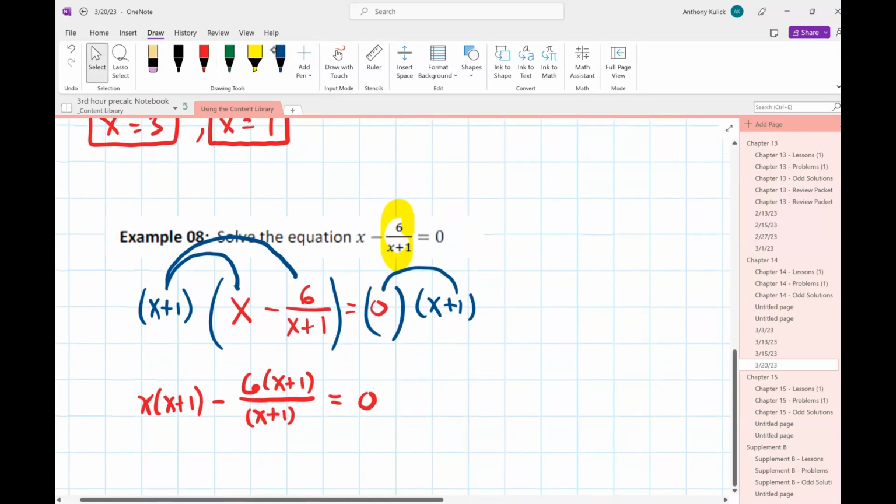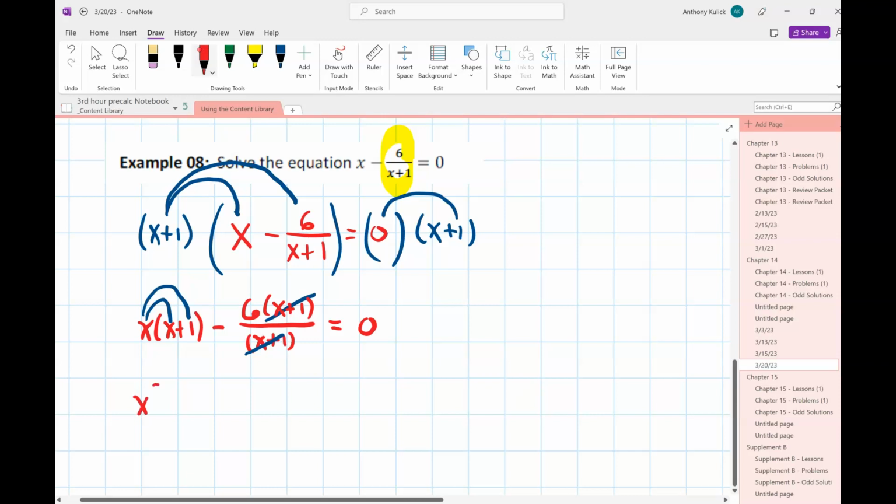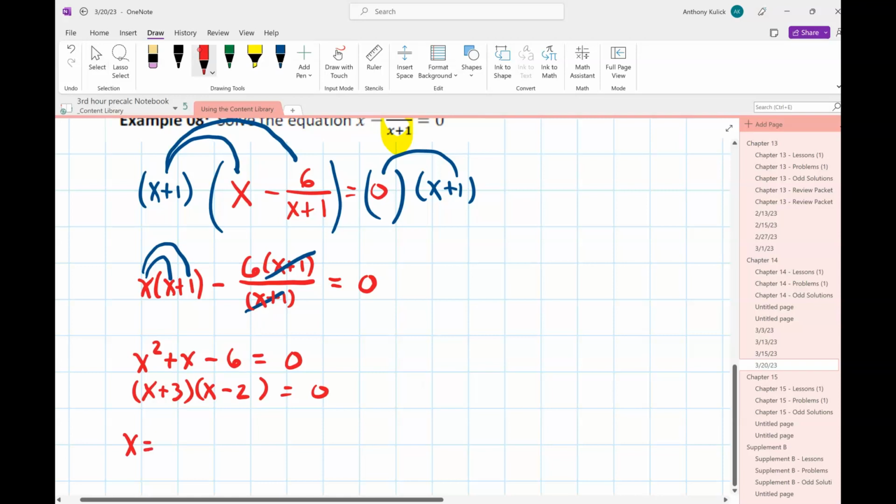Is everybody okay? I can reduce my fraction now. And then I'll have to FOIL that out. Or not FOIL, distribute. What am I left with? Quadratic. How do you want to solve this one? That sounds good to me. How does this one factor? Very good. So my solution should be -3 and +2.